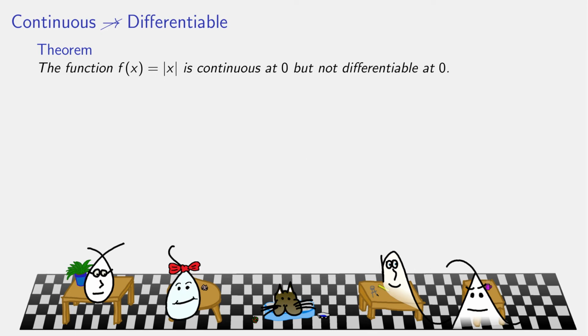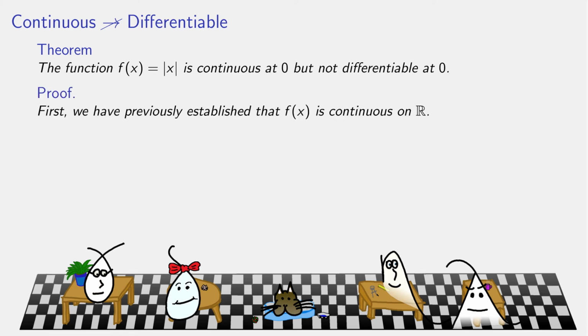Here's an example. The absolute value function is continuous at 0 but has no derivative at 0. We have established this function is continuous on the real numbers. We did that back several videos ago. So we already know it's continuous everywhere. Therefore, it's continuous at 0. Let's just address the question of its derivative.